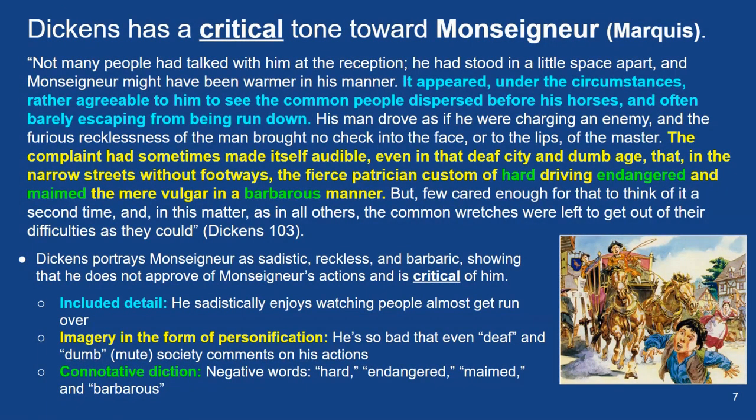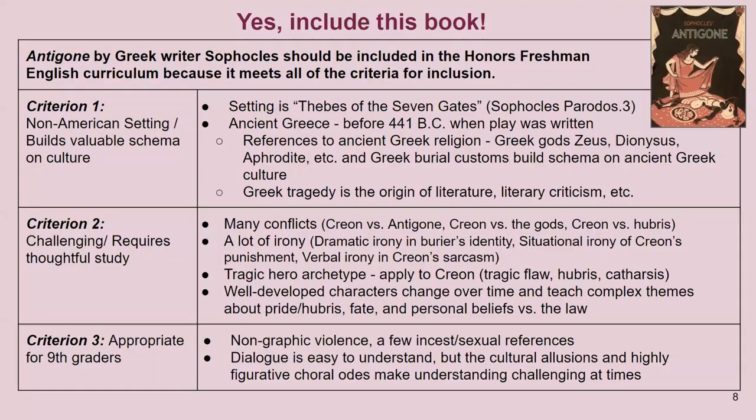Finally, Dickens expresses his critical tone toward the Marquis through the negatively connotative words he uses to describe the Marquis, saying his driving is hard and endangered and even maimed the poor in a way that is truly barbarous. Overall, Dickens' characterization of the Marquis as a sadistic, awful, and barbaric man suggests that he is critical of him.